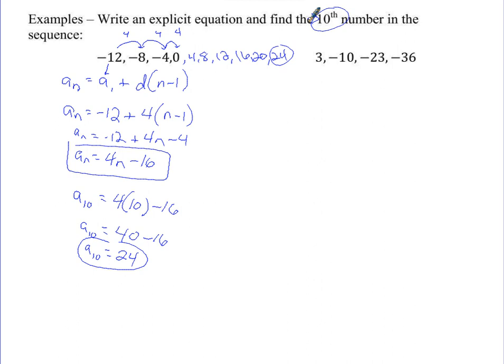Let's go ahead and find the 310th term here. That would be a sub 310 equals 4 times 310 minus 16. We'll get your calculator out and do 4 times 310. 1240 minus 16. So a 310 equals 1224.